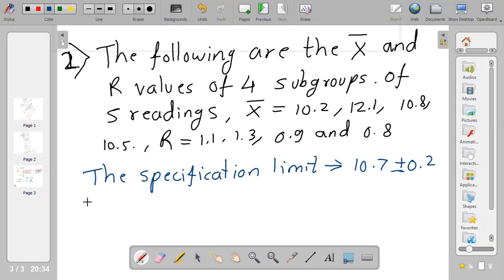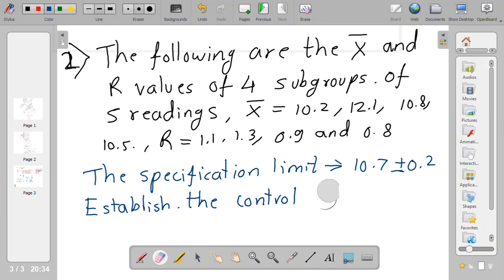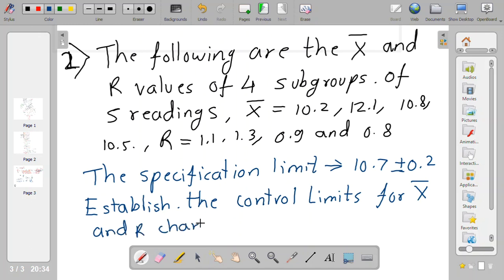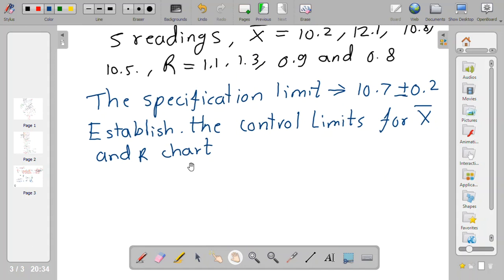Now establish the control limits for the X bar and R chart. Suppose they have not told you X bar and R chart; directly you should come to know that they have given continuous data, so that's why you have to use the X bar and R chart.